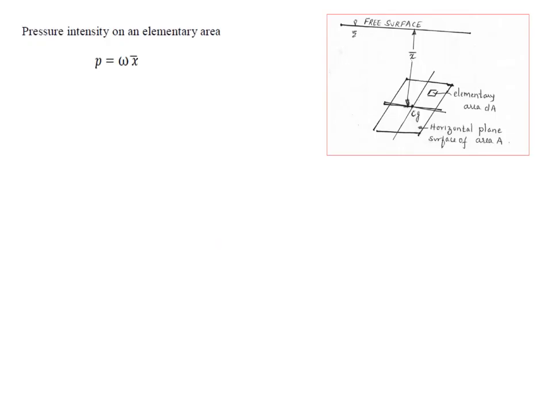So now in order to find out the force on the area, the pressure force will be P into area, that is P into dA. The pressure force, we can name it as dF, so it will be P into dA. What is P? It is omega into x bar. So therefore it is omega into x bar into dA. Now if you consider this entire area to be made up of such elementary areas and find the forces on each of the areas, then sum it up, you will get the total pressure force.